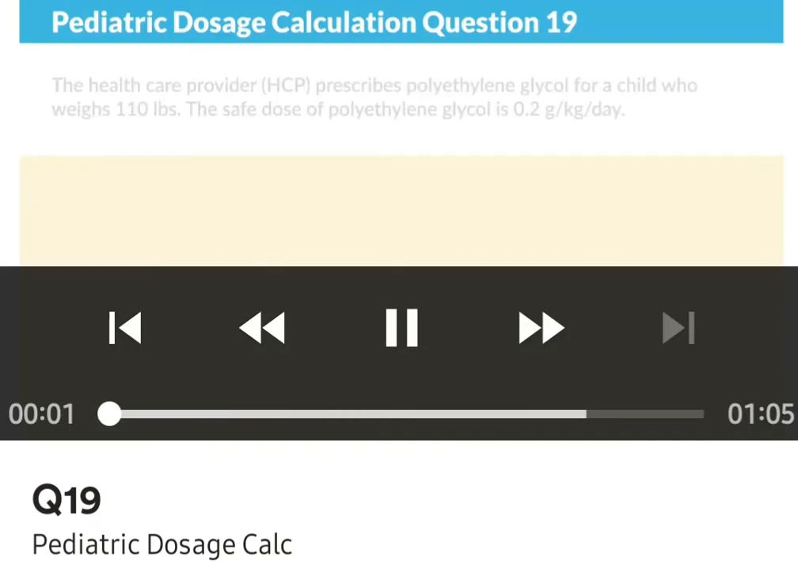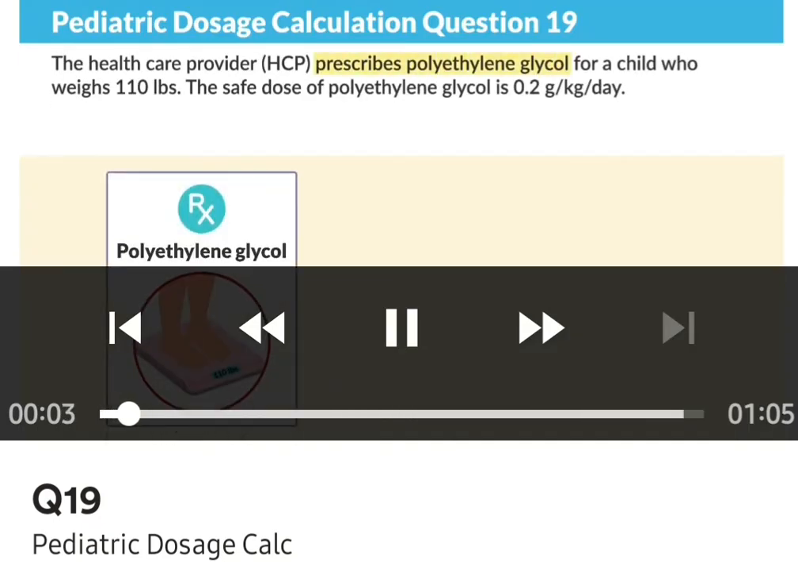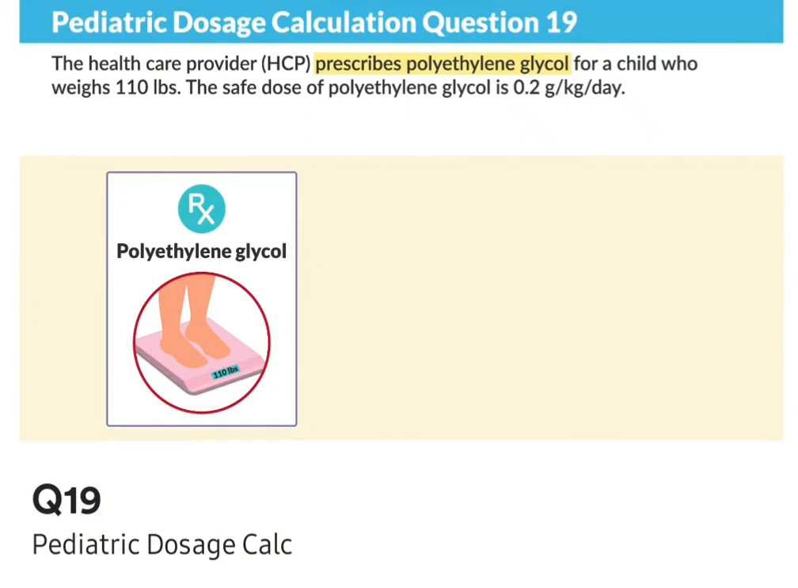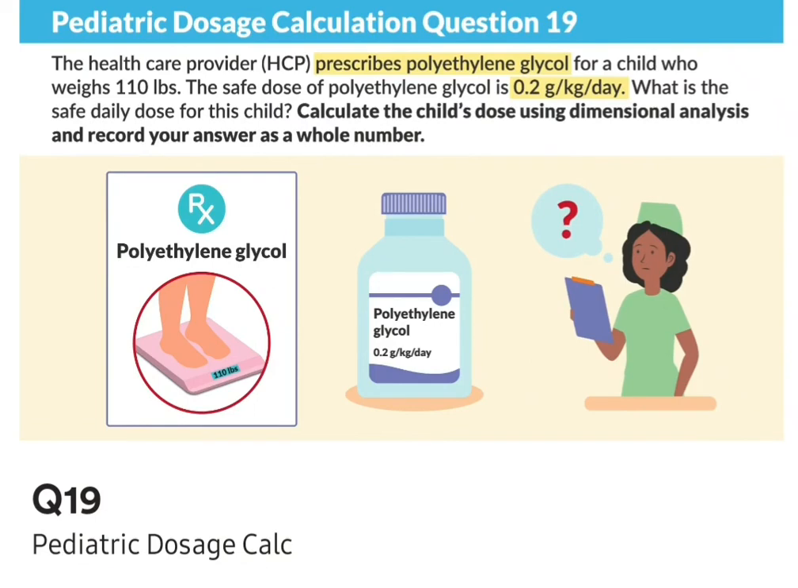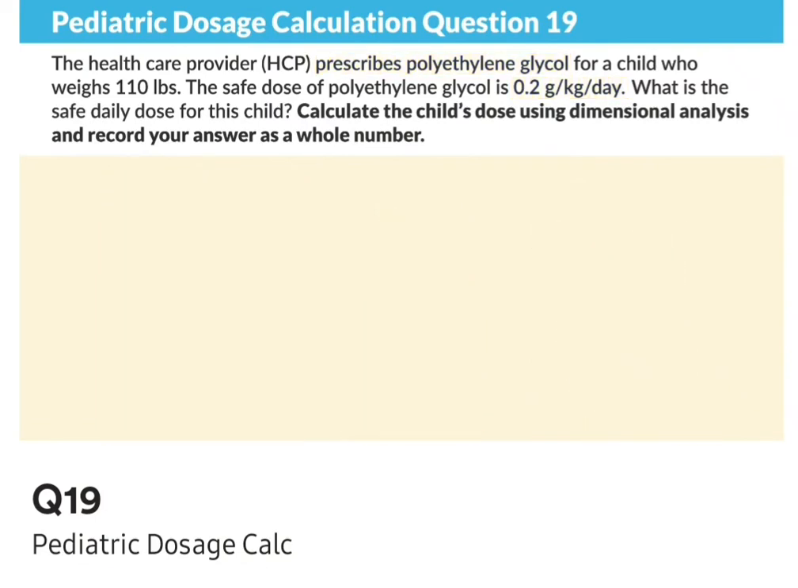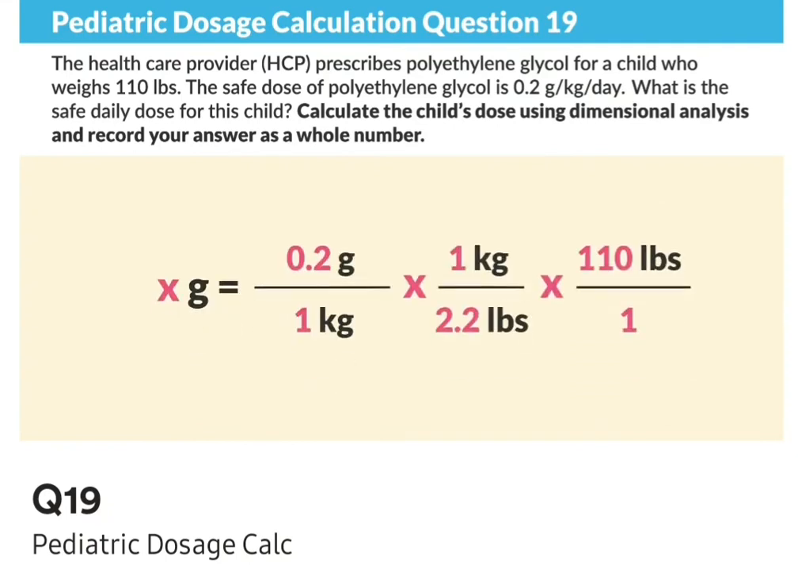Now, question 19, the provider prescribes polyethylene glycol for a child who weighs 110 pounds. The safe dose of this drug is 0.2 grams per kilogram per day. What is a safe daily dose for this child? All right, per usual, we're setting up our equation here. So we're solving for X grams, right? So let the question help you. It's saying 0.2 grams per kilogram per day.